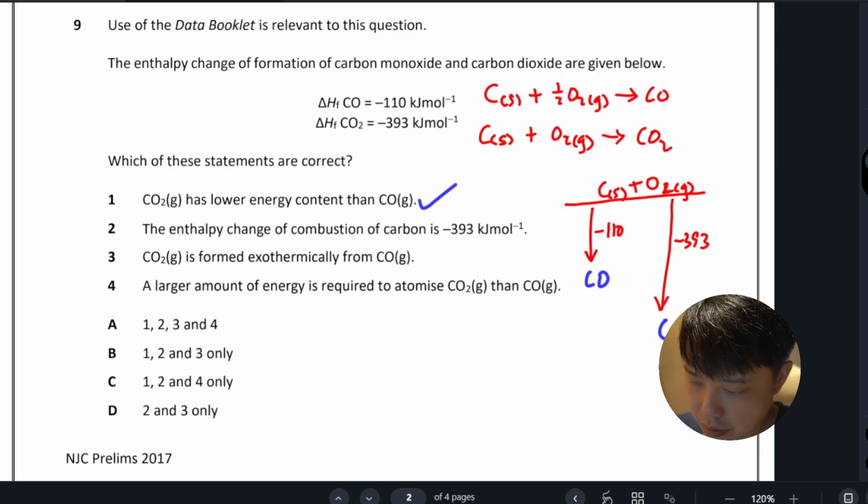Combustion of carbon is the same as formation of CO2. Correct. CO2 is formed exothermically, yes, in order to go from minus 110 to minus 393. This is exothermic. Larger amount of energy to atomize CO2. Yes, because you got to break 2 C double bond O.